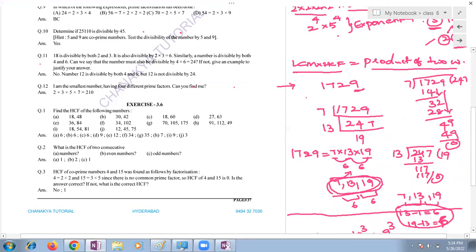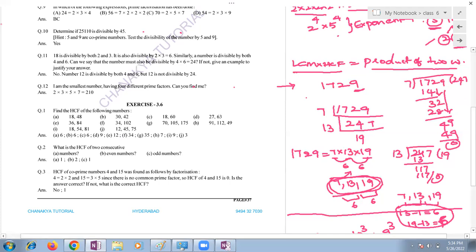Go with the 3 rule. What is the 3 rule? You add all the digits, and if the sum is divisible by 3, then the whole number is divisible by 3. Exactly. Priyansh, if you add up all the digits, ma'am, you get 19. Is 19 divisible by 3 or not? No, ma'am. So the 3 rule fails.